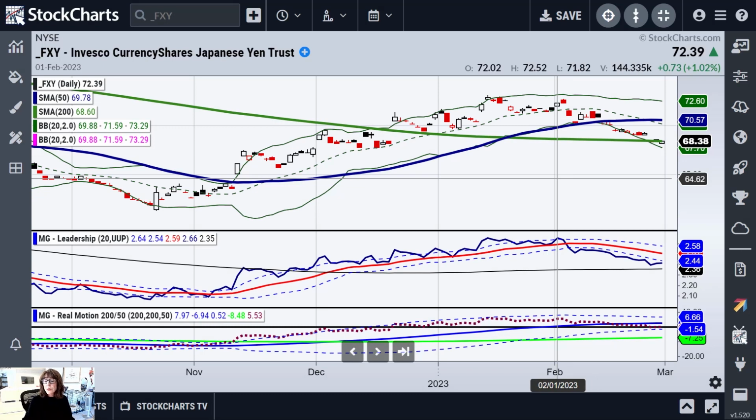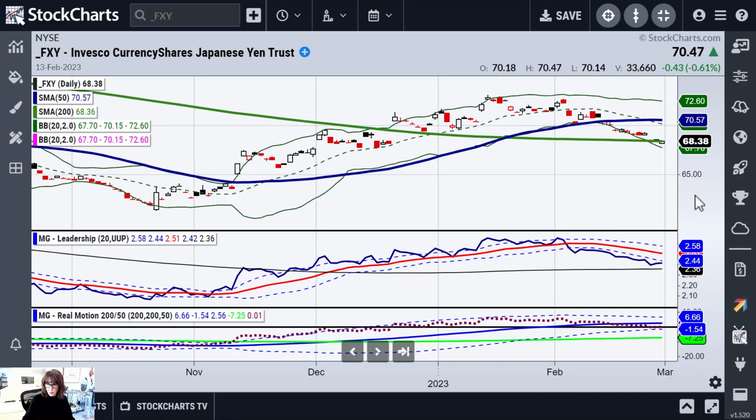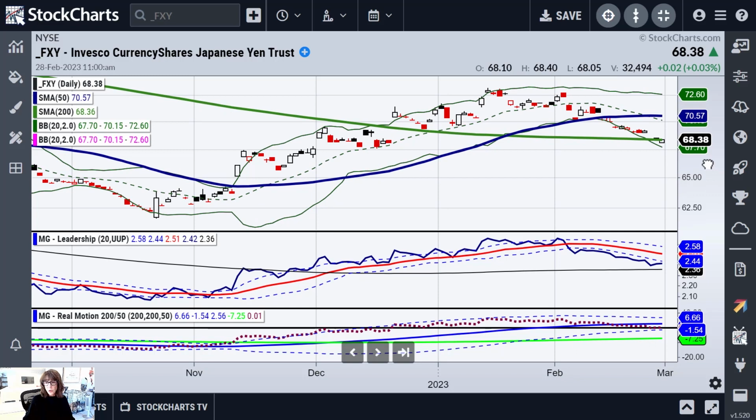So keeping consistent with the ETF, this is a look at the Japanese yen trust. And we know that Japan has had a host of issues with inflation, with trying to support its own economy with lots of buybacks of bonds, banks buying stocks, and a low labor force because of an aging population that they're trying to take care of. And so right now, it's no surprise that we're seeing this being weaker than the euro and also the US dollar.